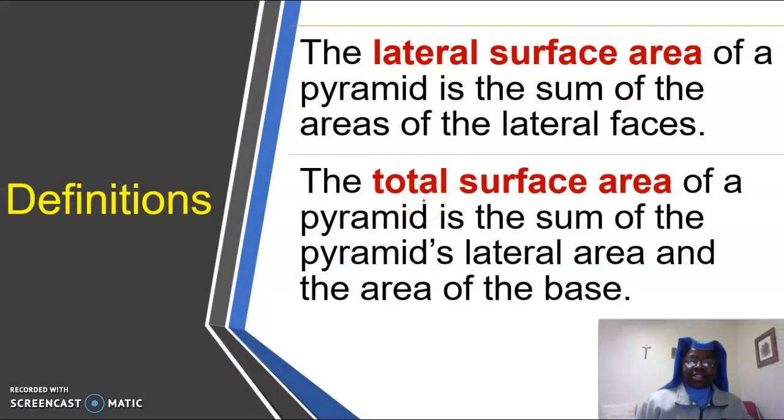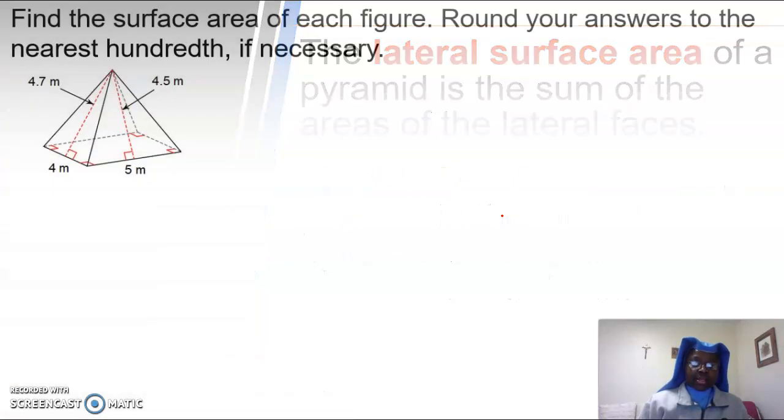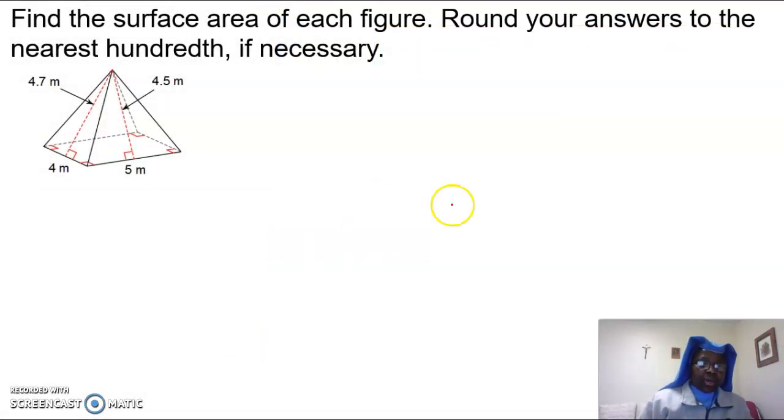Again, to find the lateral surface area, we just find the area of all the faces and add them all up together. And then to find the total surface area, we add both the lateral faces and the base face. So let's do one. We see the base is a rectangle, so this is a rectangular pyramid.